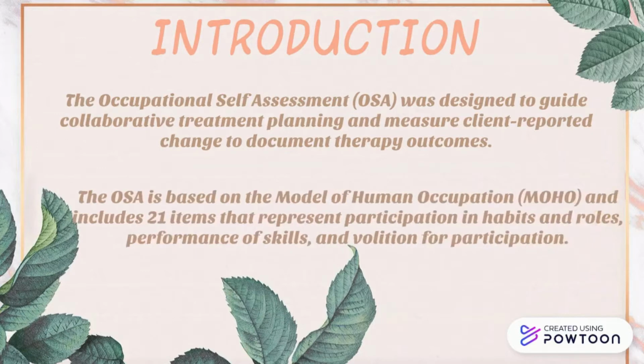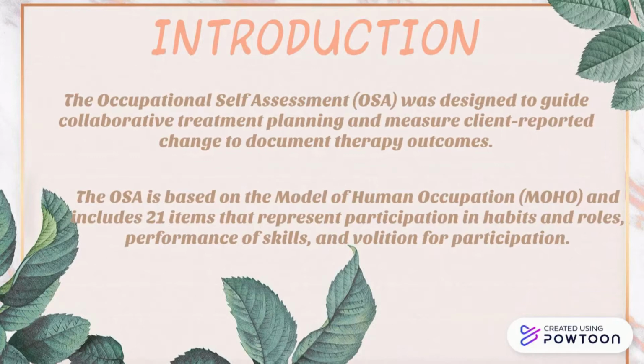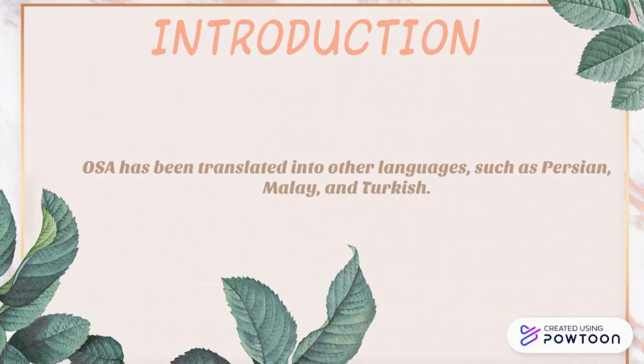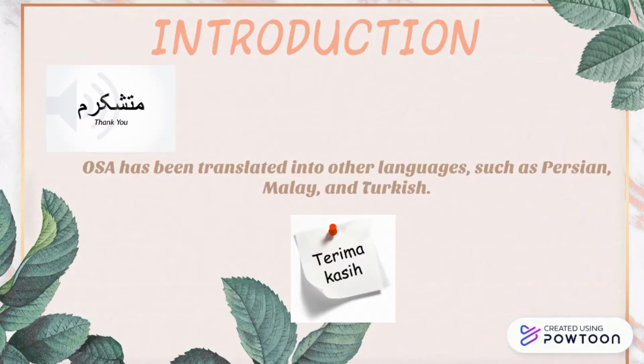The OSA is based on the Model of Human Occupation (MOHO) and includes 21 items that represent participation in habits and roles, performance of skills, and volition for participation. OSA has been translated to other languages such as Persian, Malay, and Turkish.